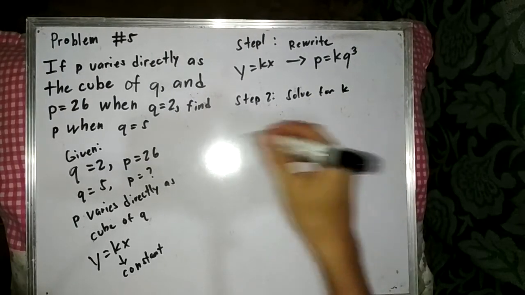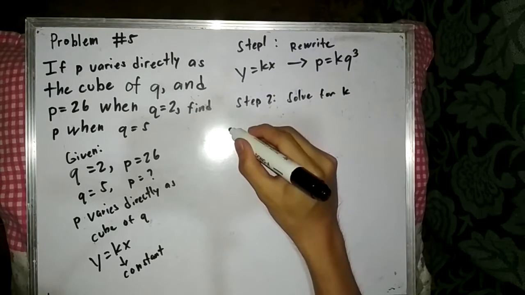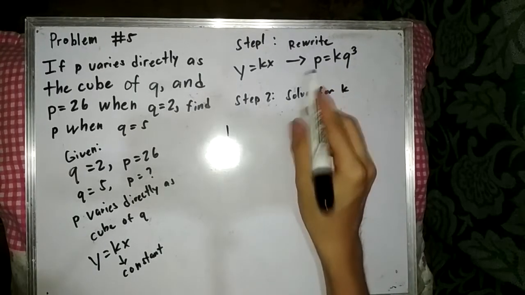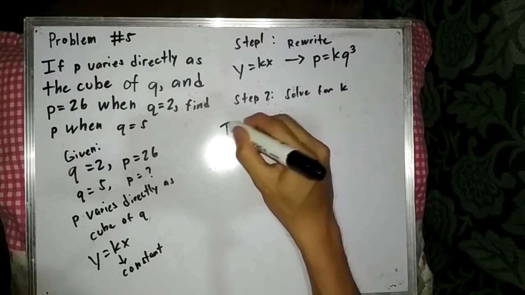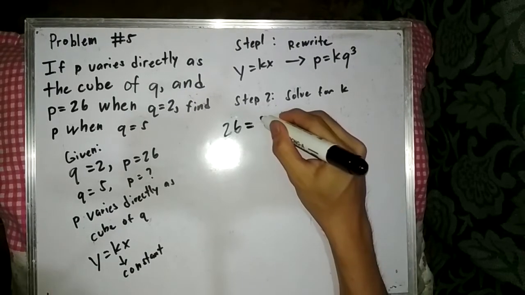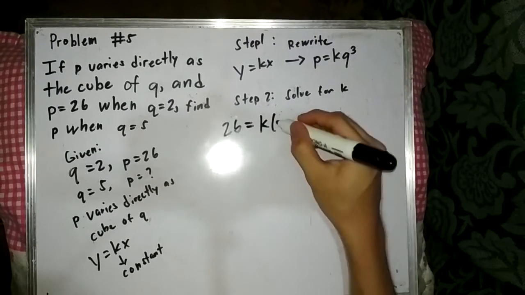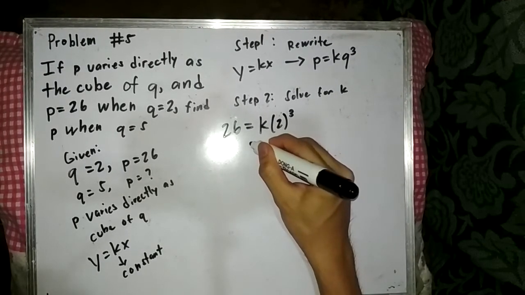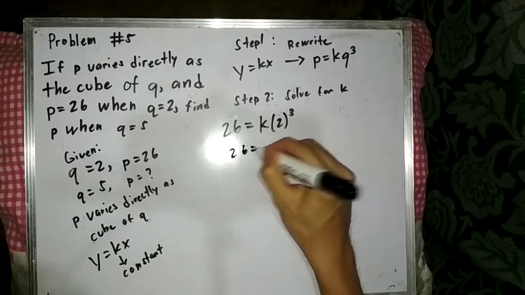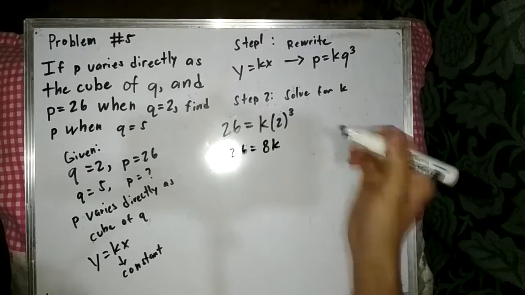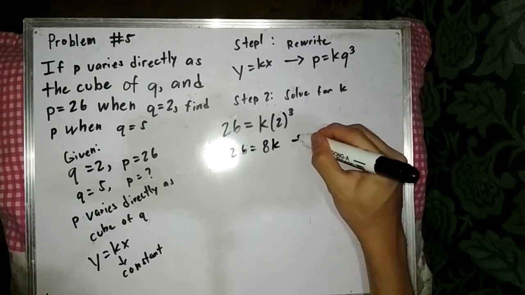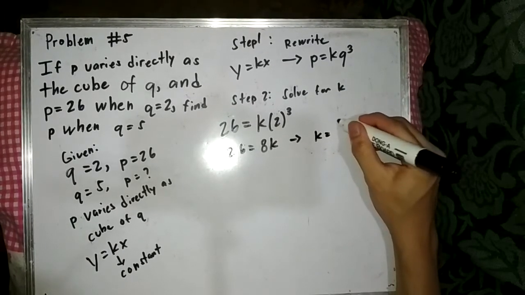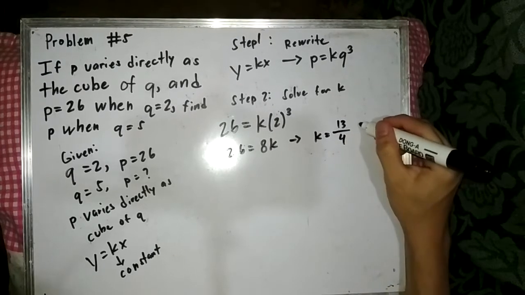To solve for k, we have to substitute all the values. What is p? p is equal to 26. k, q, which is 2. Then k is equal to 13 over 4. This is a simplified answer.